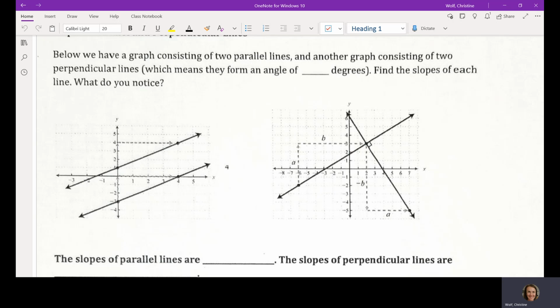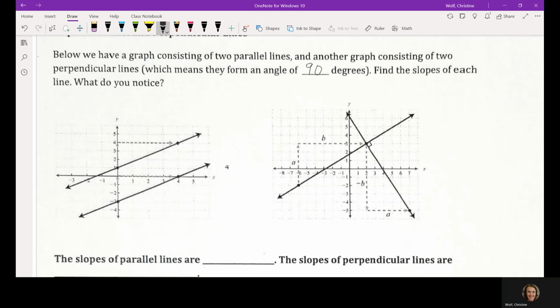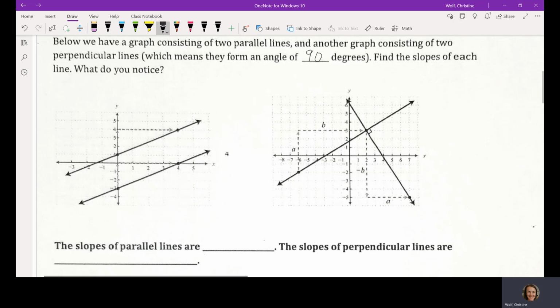And then perpendicular means they cross, and when they cross, they create what type of angle? What does perpendicular mean? A right angle, 90-degree angle, okay? So below we have a graph consisting of 2 parallel lines and another graph consisting of 2 perpendicular lines, which means they form an angle of 90 degrees. We're going to find the slopes of each line and see what relationship exists between the two.